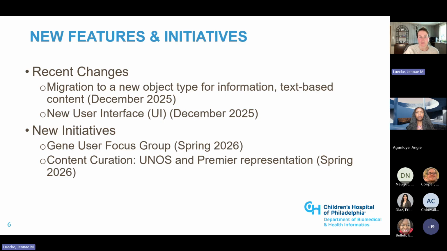And then also we're looking to add in the very near future representation for UNOS, or the United Network for Organ Sharing, data source, and Premier. Get both of those data sources represented in Gene that is research specific for our end users.